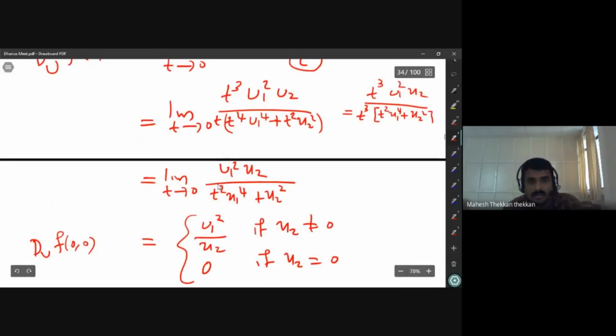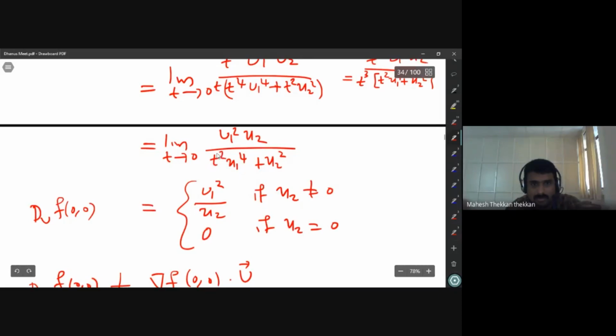So finally what am I getting? This is the term I am having: u1 square u2 by t square u1 raised to 4 plus u2 square. So as t tends to 0, the first term in the denominator will vanish, but we have to look at this as cases. Suppose u2 is equal to 0, what will happen? The denominator also becomes 0, but if I put u2 equal to 0, the numerator automatically goes. After that only I have to use the limit. So the total term is automatically 0 there. If u2 is equal to 0, I will get 0.